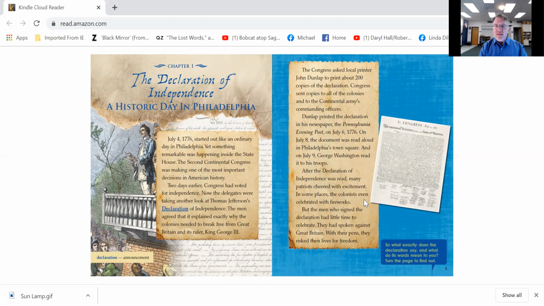In some places, the colonists even celebrated with fireworks. So fireworks right from the beginning. As you know, July 4th, lots of fireworks. But the men who signed the Declaration had little time to celebrate. They had spoken against Great Britain. With their pens, they risked their lives for freedom. And you better believe they did risk their lives.